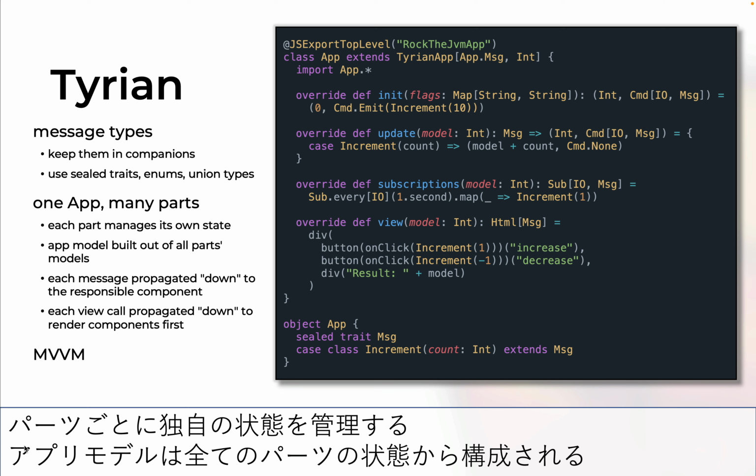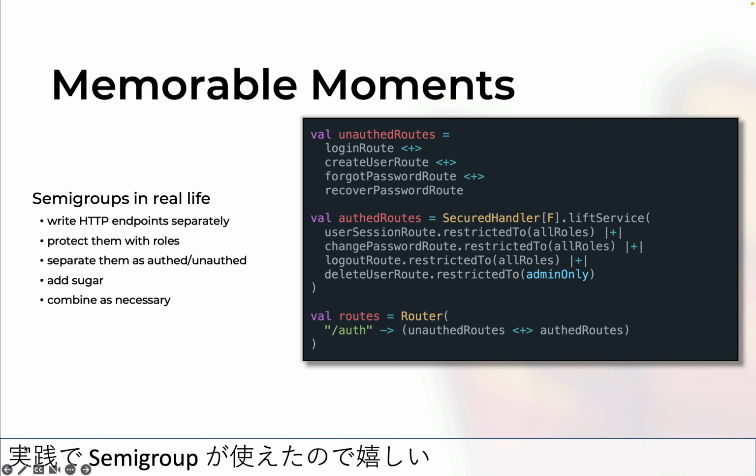So if you have 3 components on the page, you should simply call the view function on those respective components. And every component will be responsible for its own user interface and for its own visual elements. So these are some considerations about developing the front end of the application with the purely functional Tyrian library. We also talked about the backend. So now let's move on to some memorable moments that I had while developing this application.